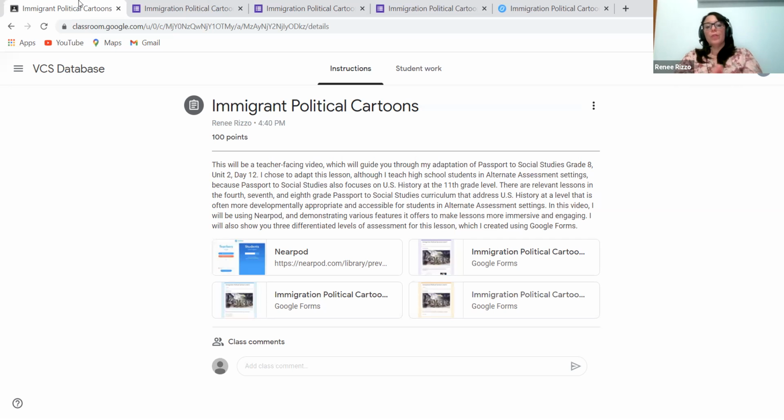So, lessons that are created for general education students or students in general education settings, but that incorporate images are really beneficial to adapt for our students because it gives them access to content that their same age peers in general education settings are learning. And that is an important opportunity for our students to have always.